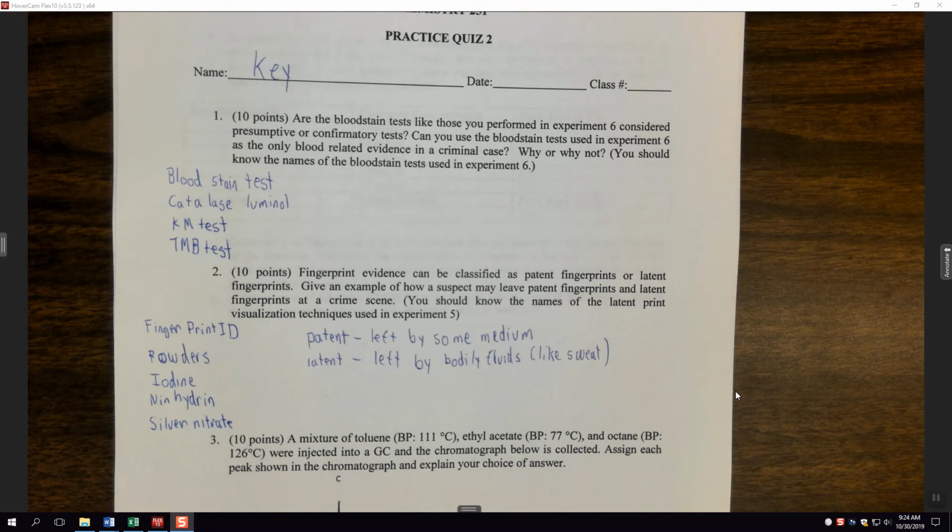This can work well with older fingerprints, and the reason for that is that the oils and the moisture may have evaporated away after some time, but the chloride ions will not evaporate because that's an ionic compound.